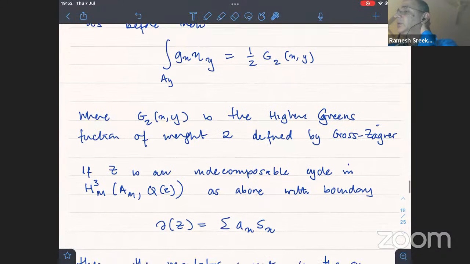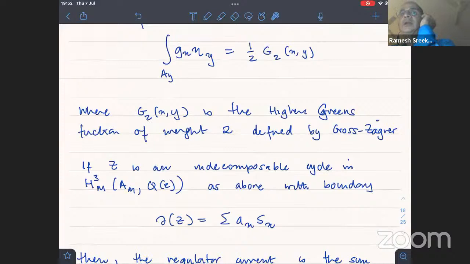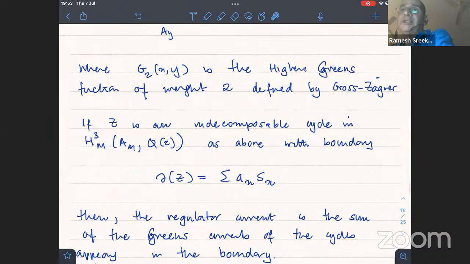G2XY, the definition is a bit, I can write it down, but it's just illuminating, at least to me, maybe to others it's less. But G2XY is the higher Green's function of weight 2, which is defined by Gross-Zagier in their famous paper. Now, what is that going to do in indecomposable cycles?